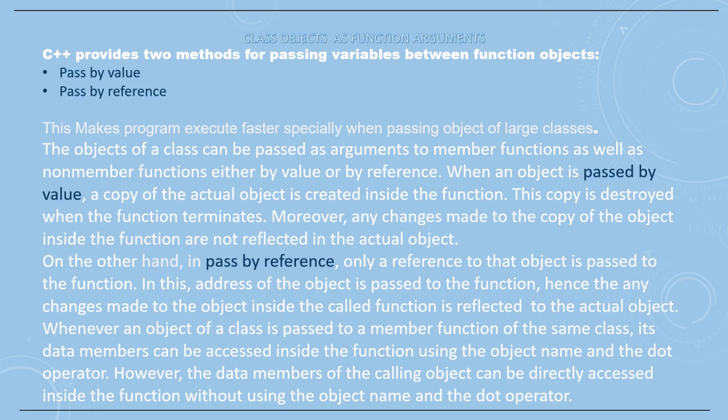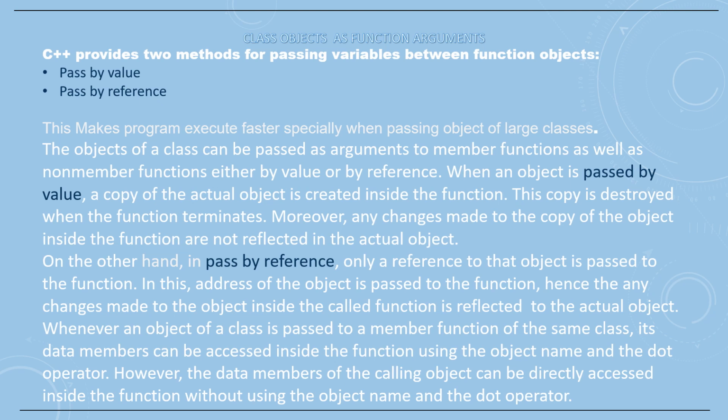In class, object as function argument, we can see two methods, that is pass by value and pass by reference. The basic difference is when the object is passed by value, a copy of the actual object is created inside the function. This copy is destroyed when the function terminates. Moreover, any changes made in the copy of the object inside the function are not reflected in the actual object.